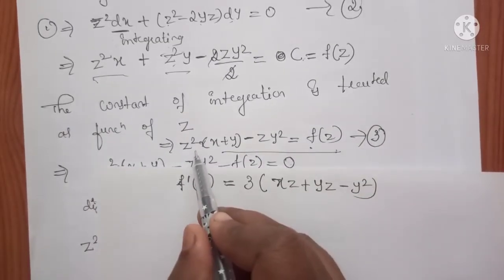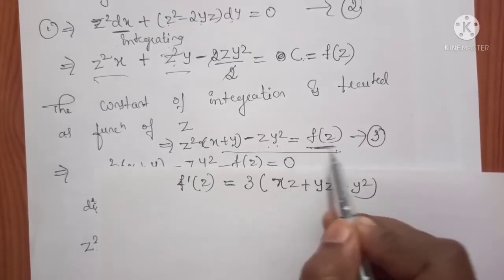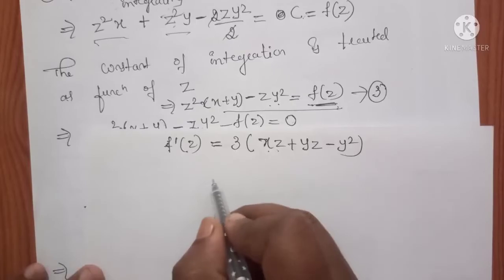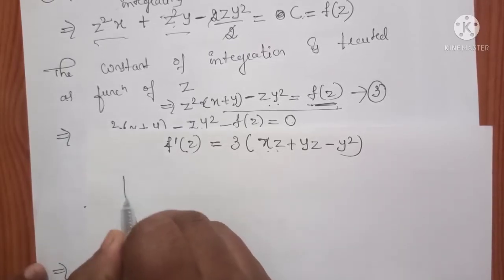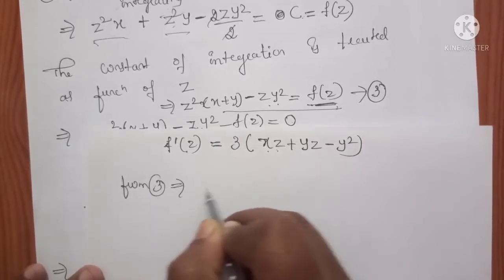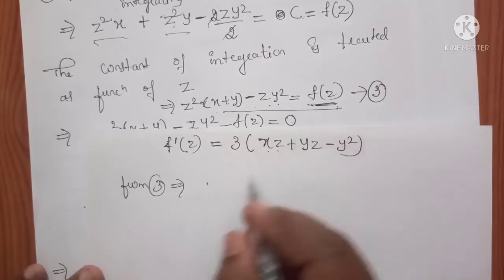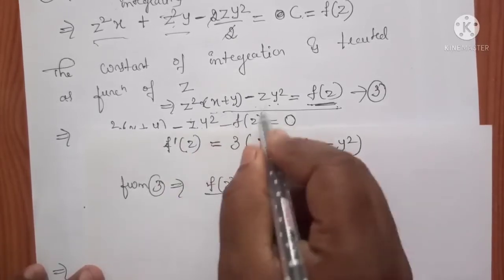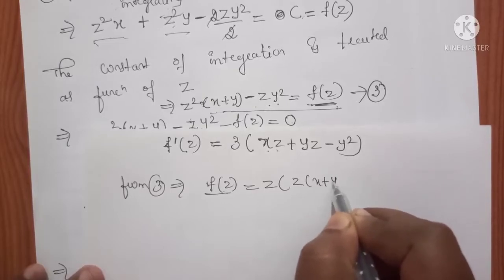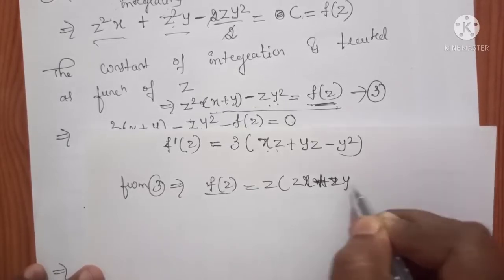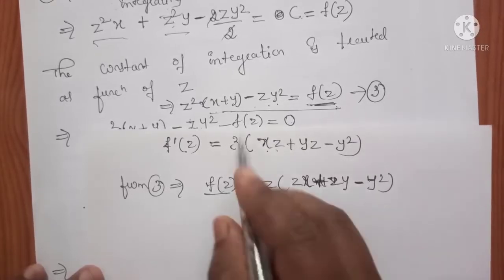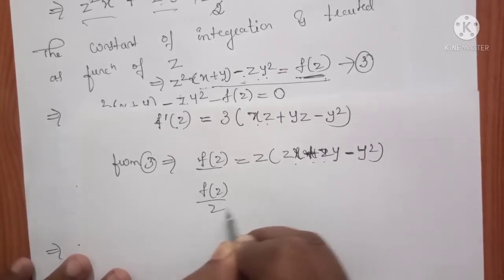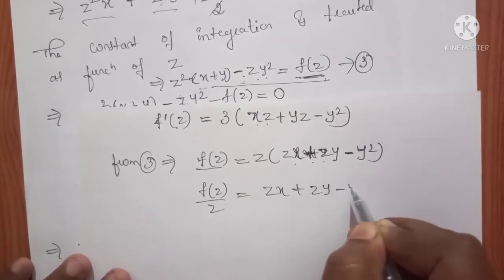In equation 3, z square into x plus y minus zy square is given by the function value. Here you can observe that we have xz, but there we have z square. Therefore we multiply by z, or from equation 3 we can write z square x plus y minus zy square equals f of z, or f of z divided by z, taking z common from these two terms, we get zx plus zy minus y square.